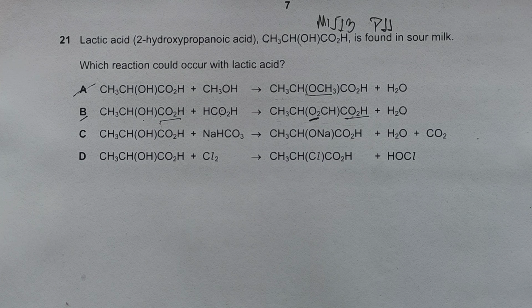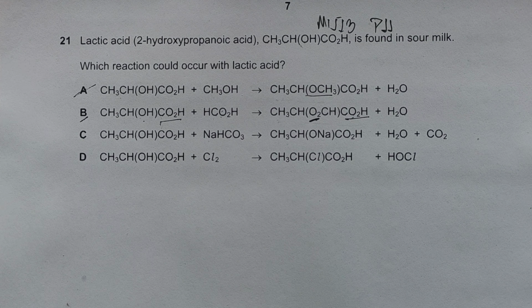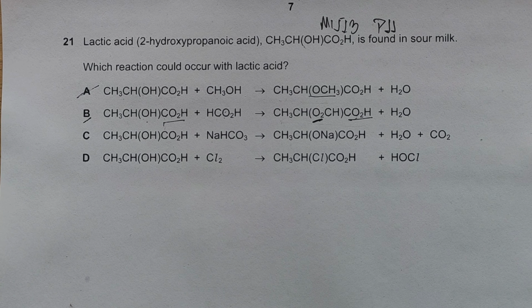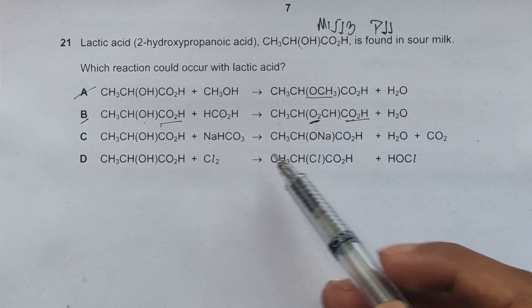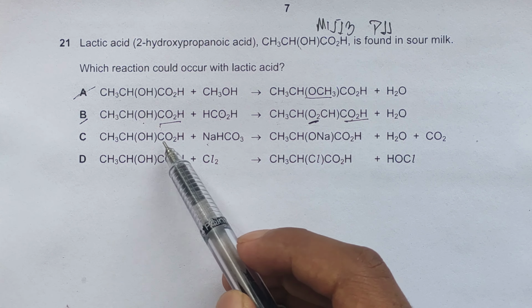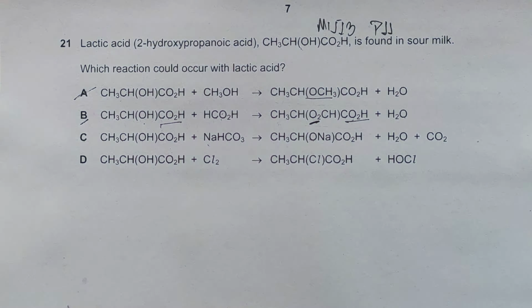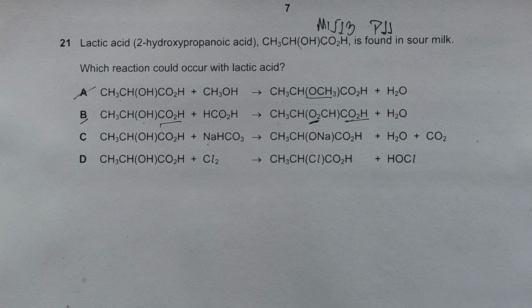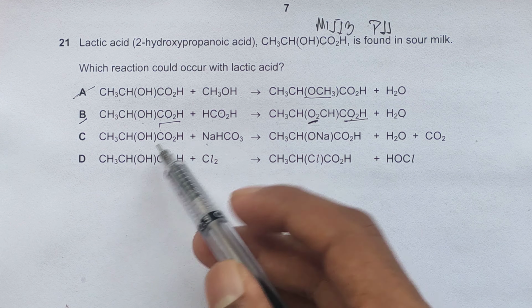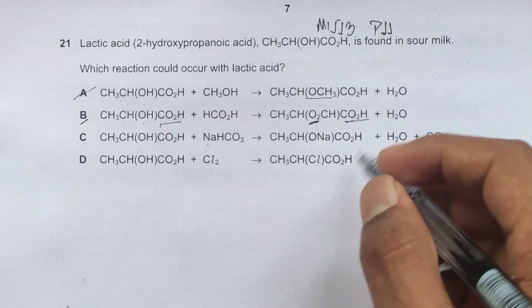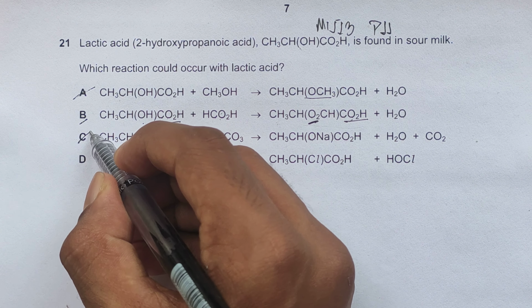Looking at the other options as well, we have lactic acid and sodium hydrogen carbonate. For AS level studies, sodium hydrogen carbonate only reacts with carboxylic acid. So let's see what the option has to give us. In this case, we have ONa here. That means NaHCO3 has reacted with alcohol, and this is not true by the laws of chemistry. NaHCO3 doesn't react with alcohol; it only reacts with carboxylic acid. So we can rule out option C as well.